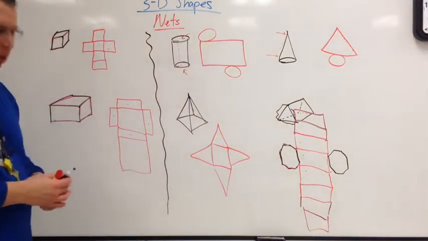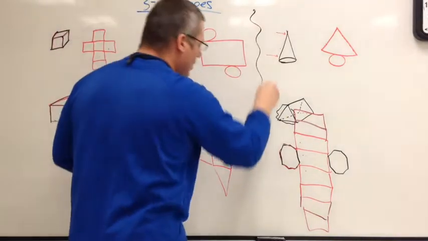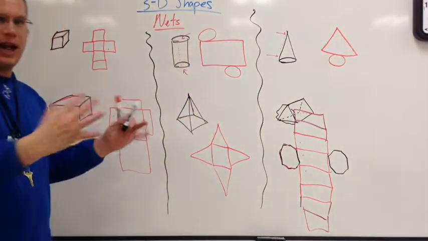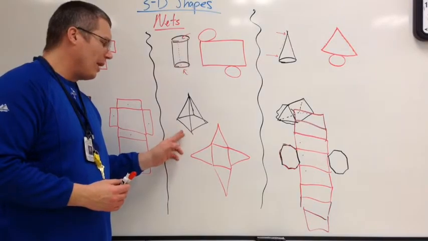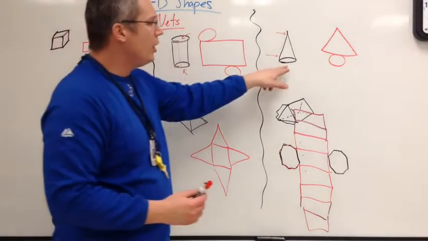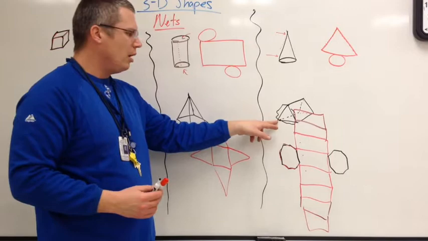So I just wanted to take a moment to go through what some of these newer shapes look like when you flatten them out into a net. Cylinder, rectangular pyramid, cone, and a triangular prism.